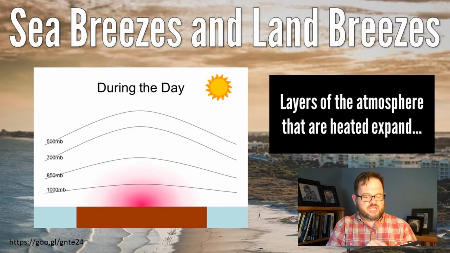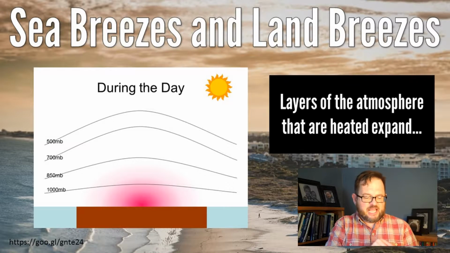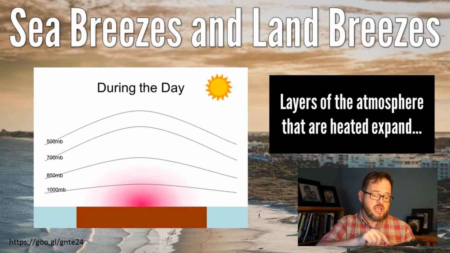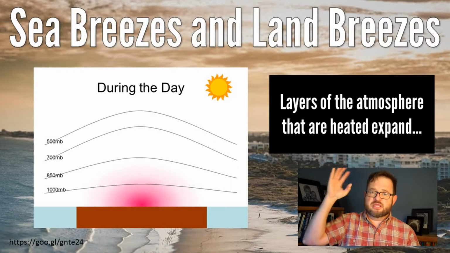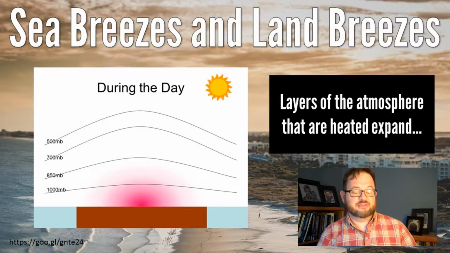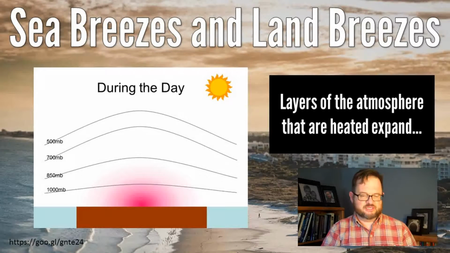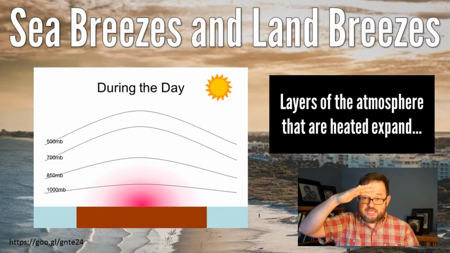See, for example, the layer of the atmosphere between 850 and 1,000 millibars. See how over the ocean I have a smaller distance between the top and the bottom of that layer, but over the land I have a bigger difference between the top and the bottom of that layer? That's because that layer has expanded. There's a nifty term in meteorology called the hypsometric equation, and we're seeing an example of that. That word is not important right now. So the layers near the surface have expanded over land during the day.